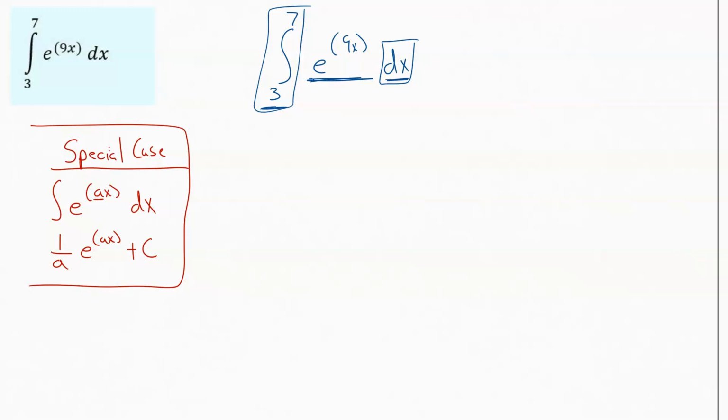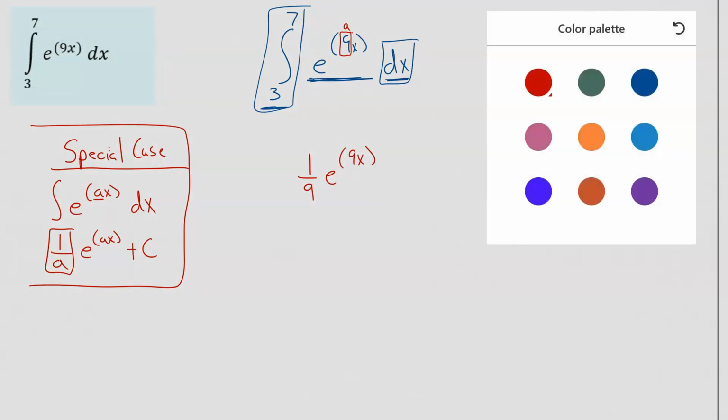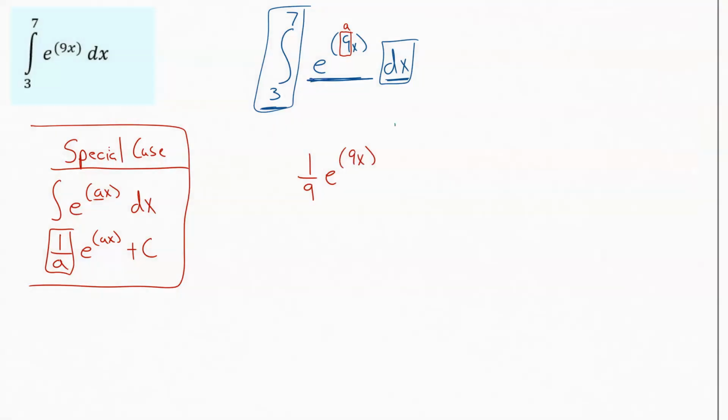We come and look at this right now, and to undo this, we need to follow that special case. So our a value is that 9. So we're going to get 1 over 9, and then the e piece stays the same, so e to the 9x. And then because we have a definite integral, we get this little evaluation bar, and we say evaluated from x equals 3 to x equals 7.